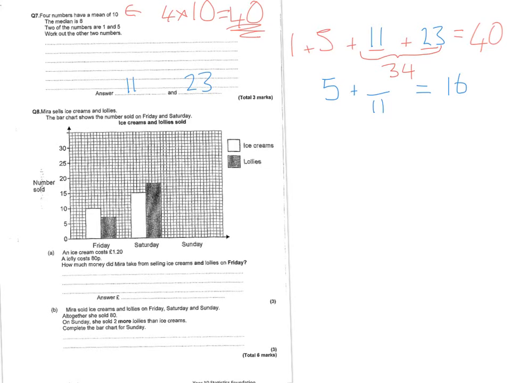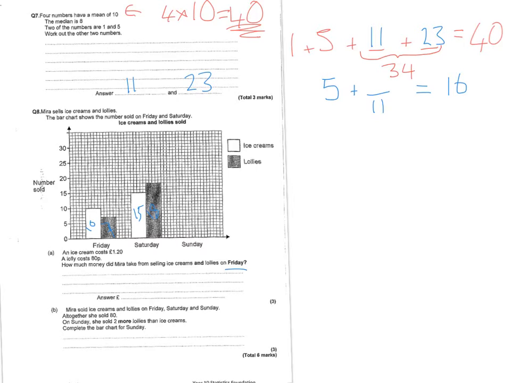Mira sells ice cream and lollies. The bar chart shows the number she sold on Friday and Saturday. So on Friday she sold 10 ice creams and 7 lollies. On Saturday she sold 15 ice creams and 18 lollies. An ice cream costs £1.20, a lolly costs 80p. How much did Mira make from selling them on Friday?